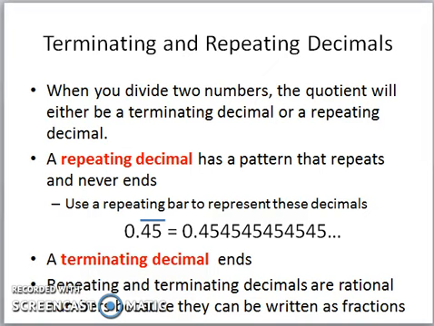So if we wrote 45 hundredths out without the repeating bar, we would keep repeating 45 over and over and over again, which if you see at the end, there's those 3 little dots. That means that the 45 will keep repeating over and over again. Terminating decimals end. So if we had the 45 hundredths without the repeating bar, that would be a terminating decimal. So any decimal that does not have a repeating bar over it is going to end eventually. So repeating and terminating decimals are rational numbers because they can be written as fractions.